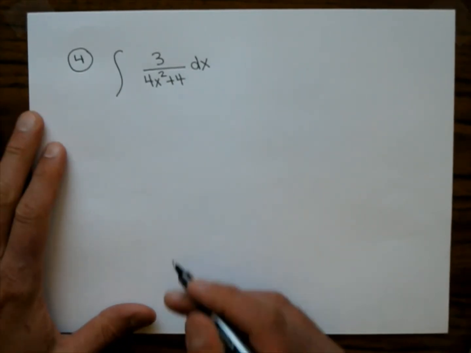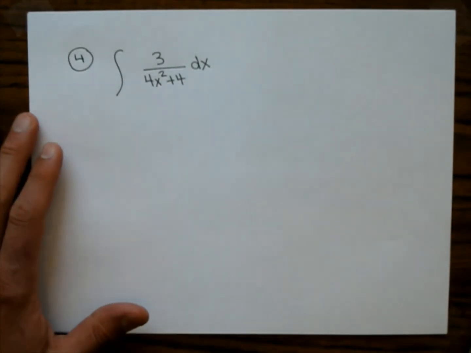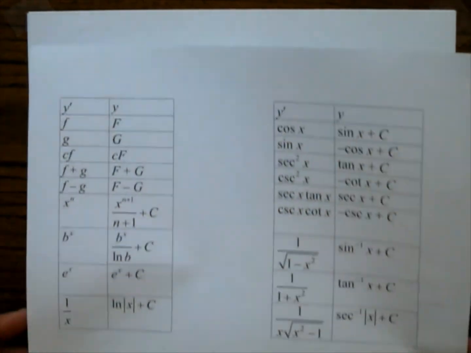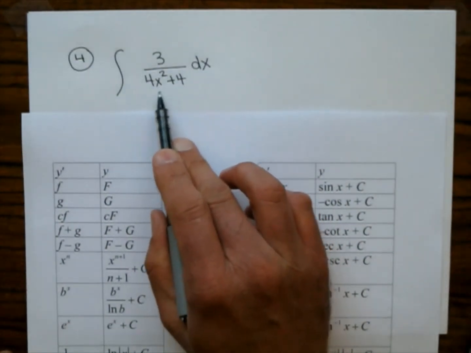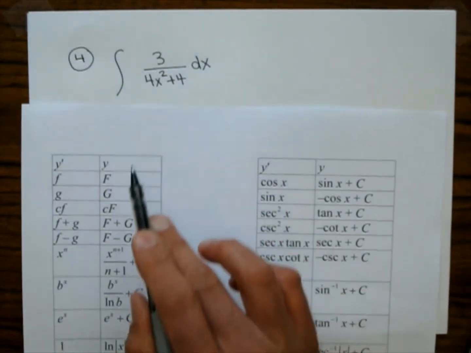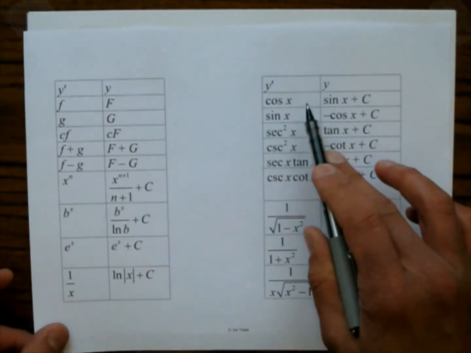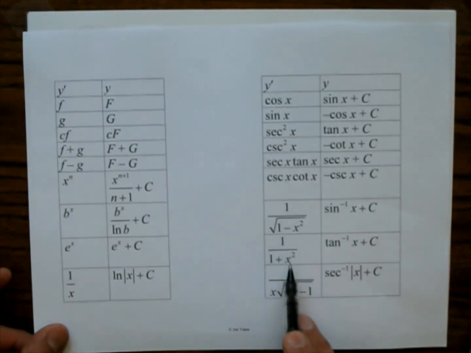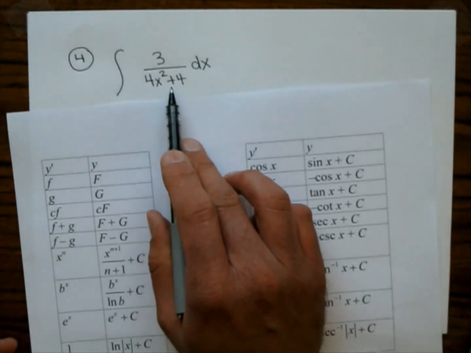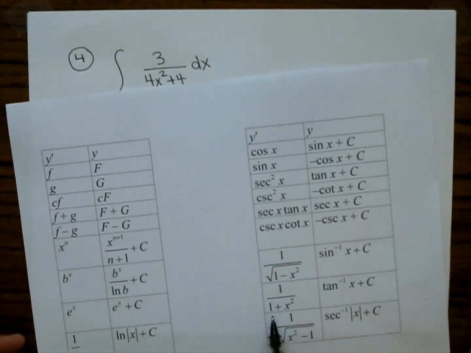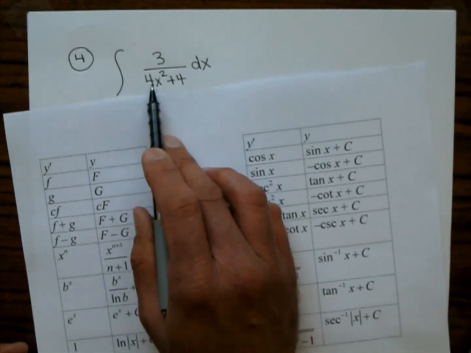Okay, problem number 4. What am I going to do? Because I look at my antiderivative sheet and I don't see anything that looks like 3 over 4x squared plus 4. I mean, look at that. I don't see anything. I see 1 over x, but that doesn't look good. And then, oh, but I see these things here. I see an x squared plus 1, and here's a 1 plus x squared, and both of those have 4.